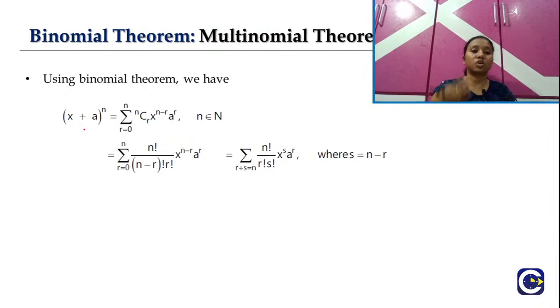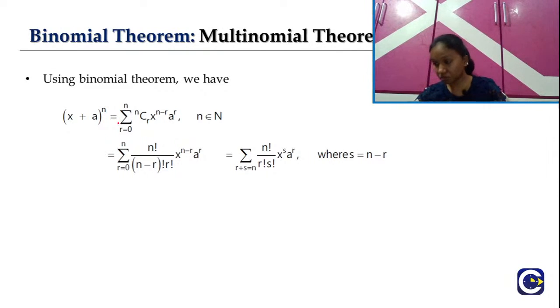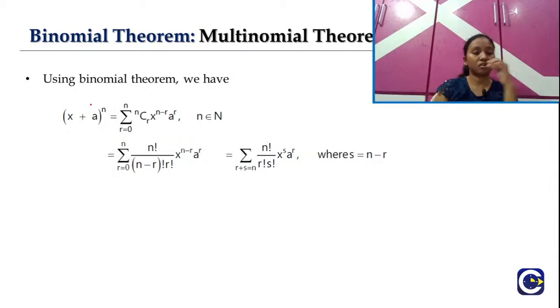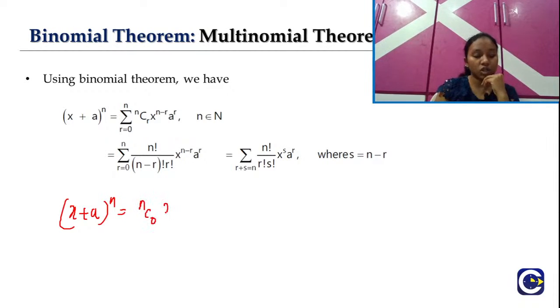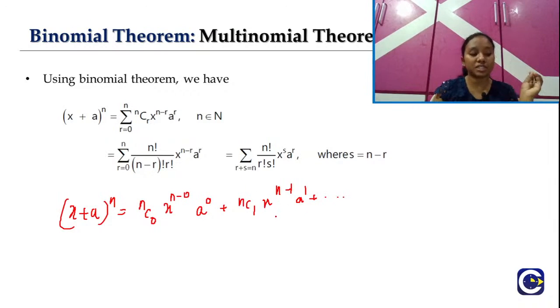That is nothing but nC0 x^n minus r and so on. So that can be represented as sigma, because it is nothing but the sum. So we can represent this in terms of sigma. Here, the binomial theorem (x + a)^n, the expansion in general is nothing but nC0 a^0, and then nC1 x^(n-1) a^1, and so on. So it is nothing but a sum which can be represented as sigma.